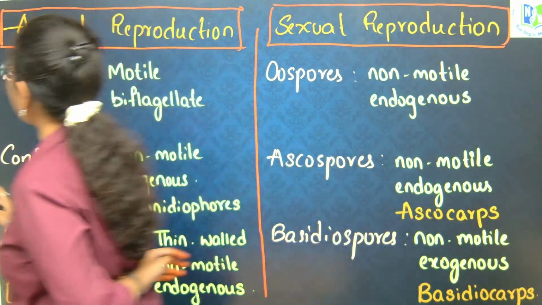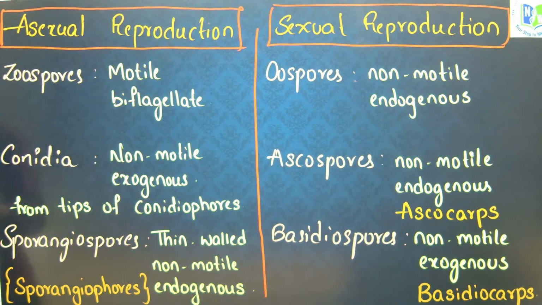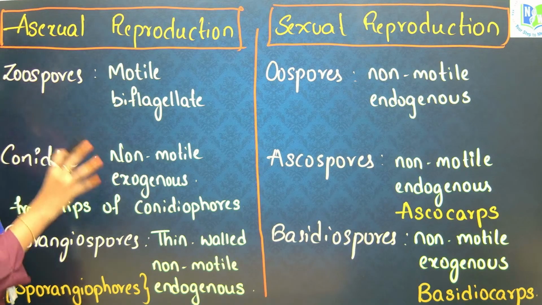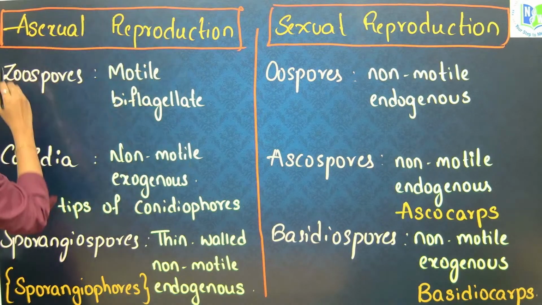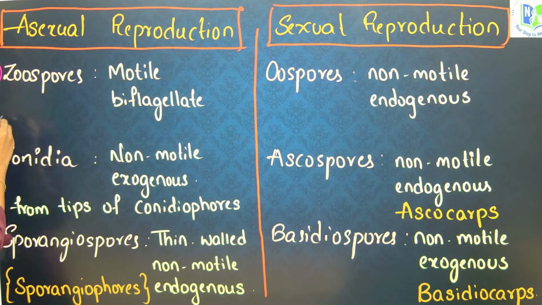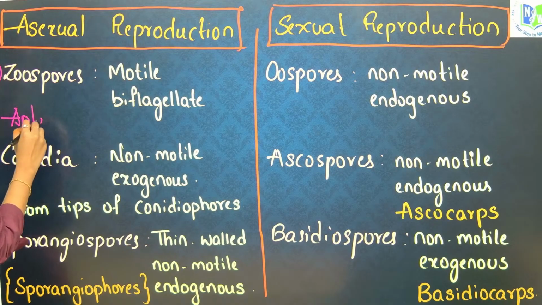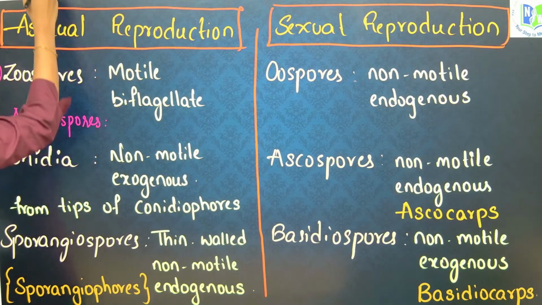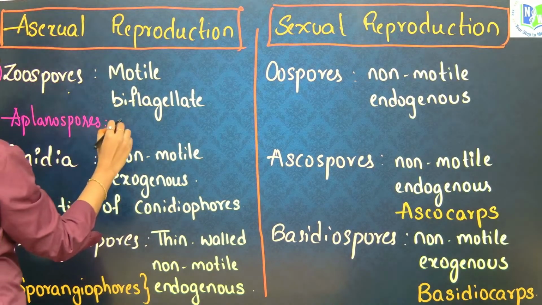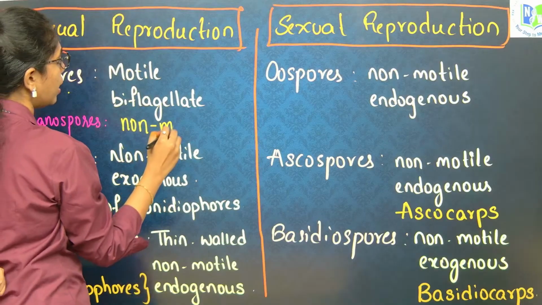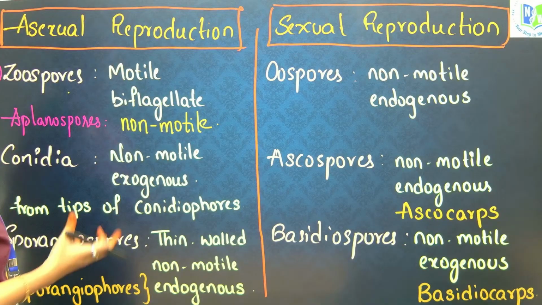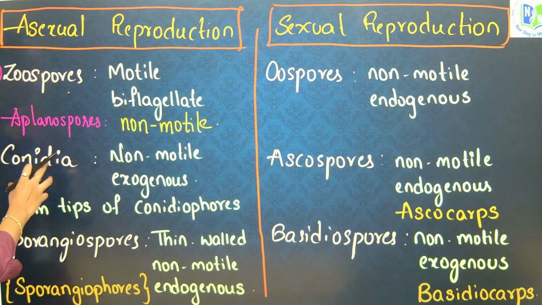So, if you look at the asexual spores involved in asexual reproduction in fungi, first are motile biflagellate zoospores, and aplanospores, which are non-motile. Then conidia, which are non-motile, exogenously released spores. They are produced from the tips of the conidiophores.